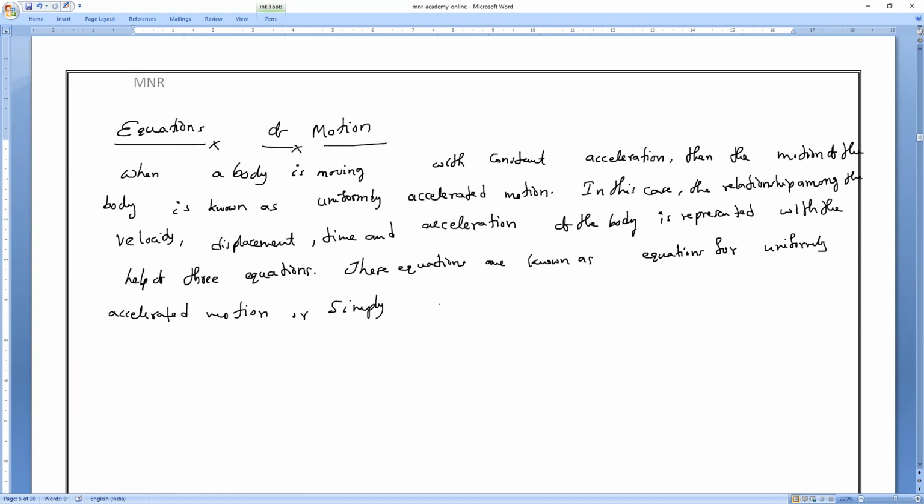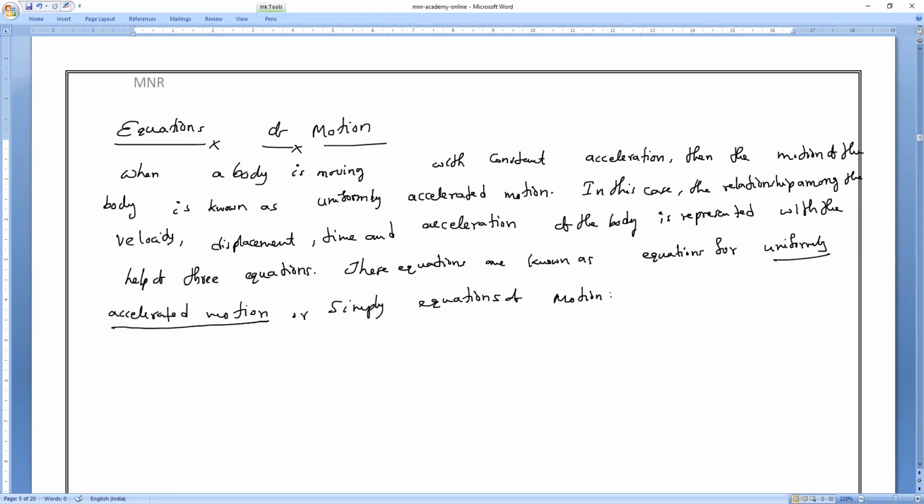But remember, whenever I say equations of motion, these equations are applicable only for a body in uniformly accelerated motion. Clear, everybody?